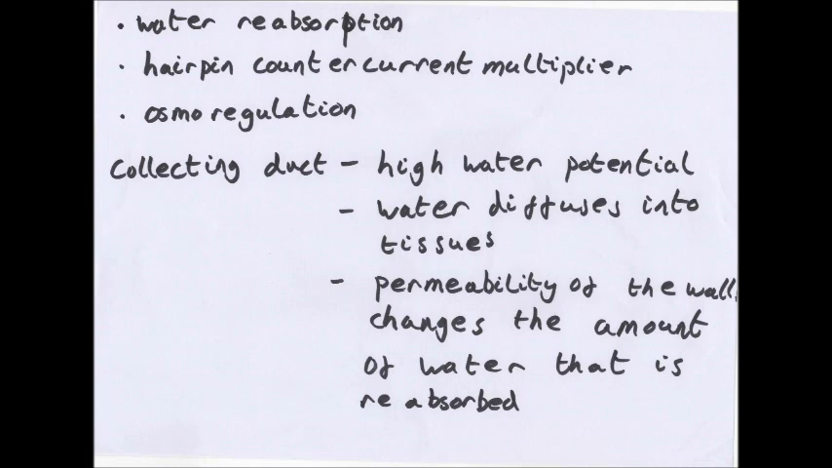Now, in the collecting duct, as we said, high water potential, so water diffuses into tissues and tissue fluid, and the permeability of the walls changes the amount of water that is reabsorbed. This is called osmoregulation.